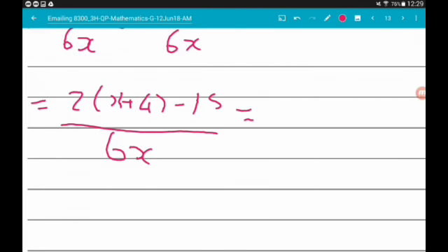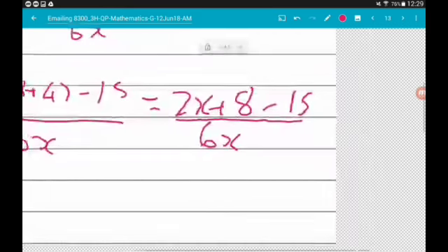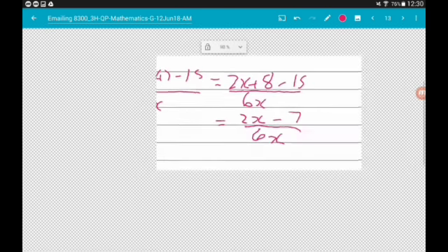Now if we expand the brackets, we've got 2x plus 8 minus 15 all over 6x. And if we simplify that, we've got 2x. Now 8 minus 15 is minus 7. So we've got 2x minus 7 all over 6x. Cool.